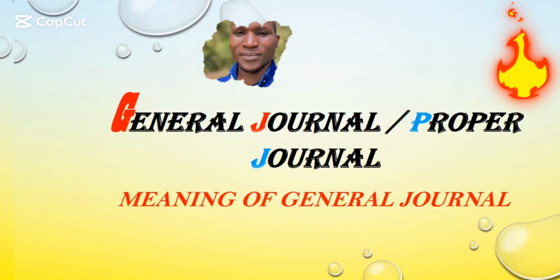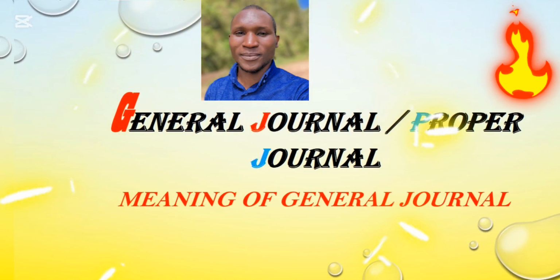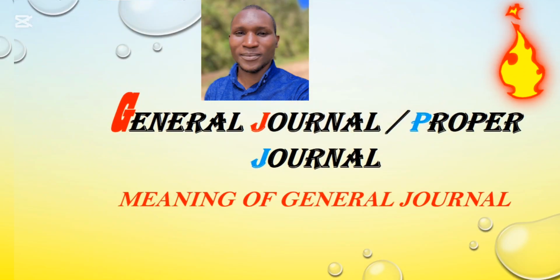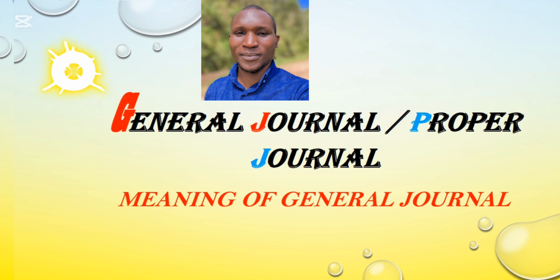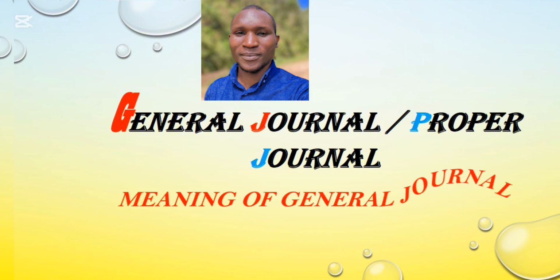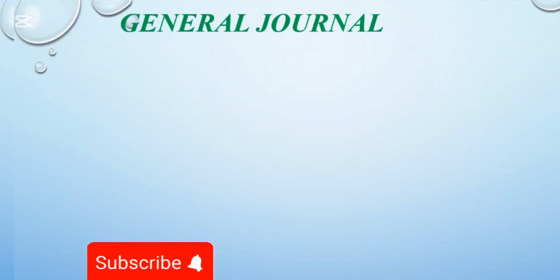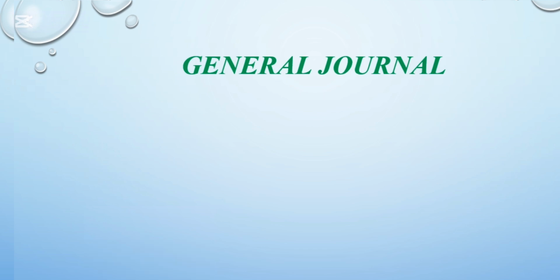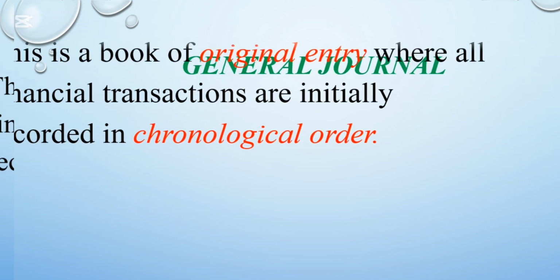Thank you. In today's lesson, again we are going to talk about the accounting cycle, especially the general journal, general ledger, and trial balance. So it is very simple. As you can see, the general journal is a book of original entry.